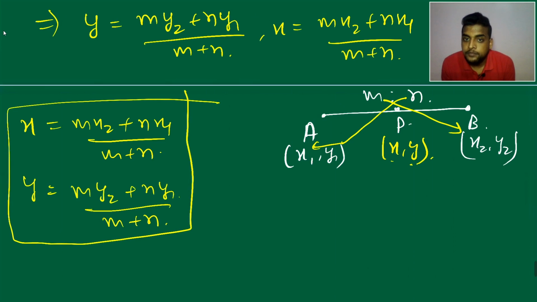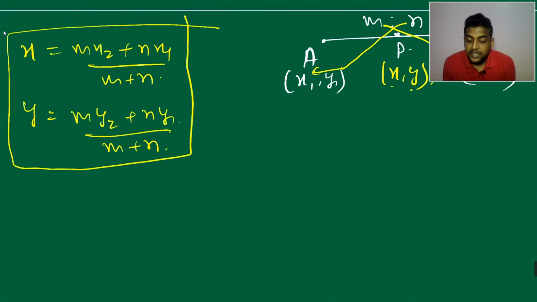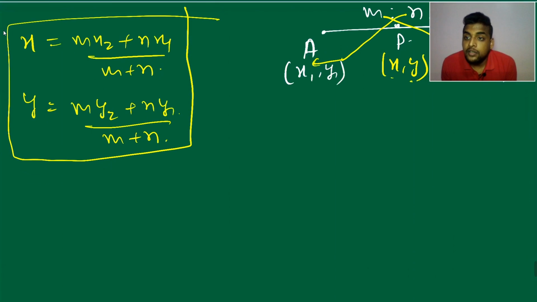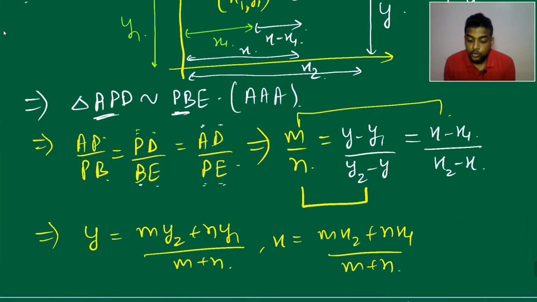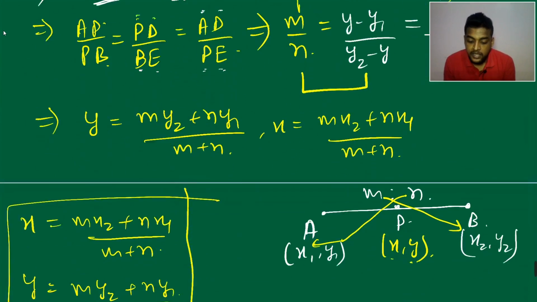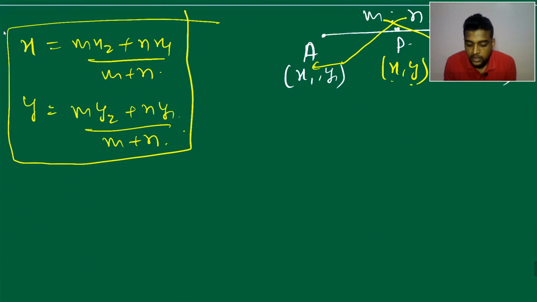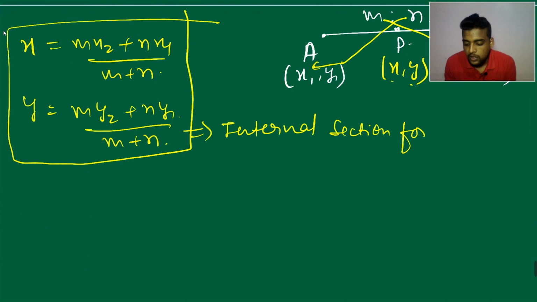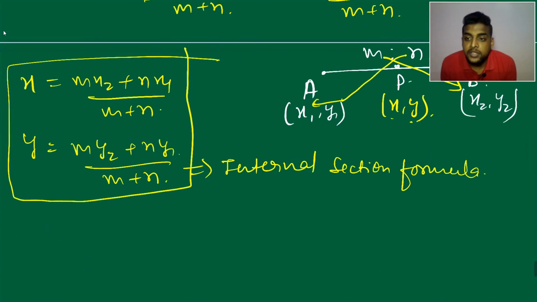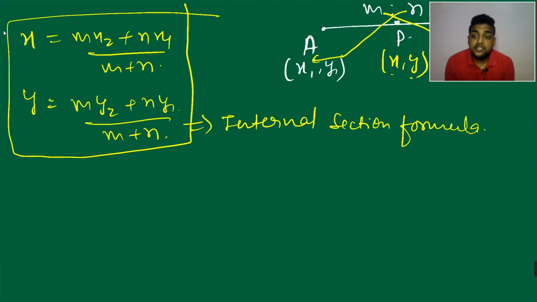This way you can memorize the section formula, and this is how we can find things. No problem. Now this is the internal section formula. It has two parts, internal and external, right? So this is the internal section formula, so write it down. Okay, everyone, if this is the internal section formula, then what is the external section formula?